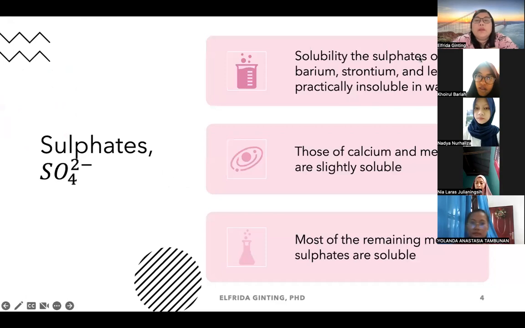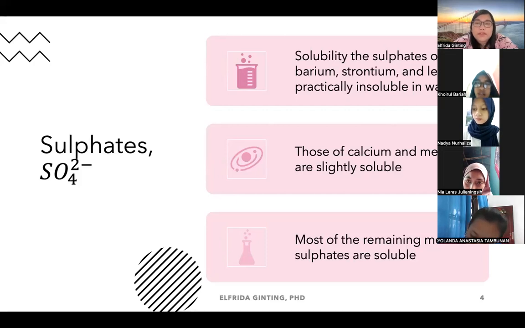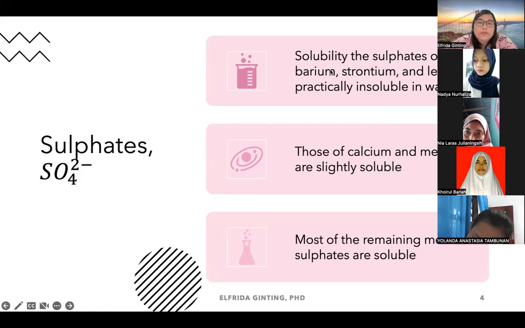Okay. Now, for sulfate, you can see here, if sulfate is combined with barium, strontium, and lead, they are insoluble in water. So one way to identify sulfate is by reacting sulfate with barium, strontium, and lead. And you will see a precipitate there because if you combine cation and anion, you will form a salt, and all these 3 salts are insoluble in water. Okay, practically insoluble.